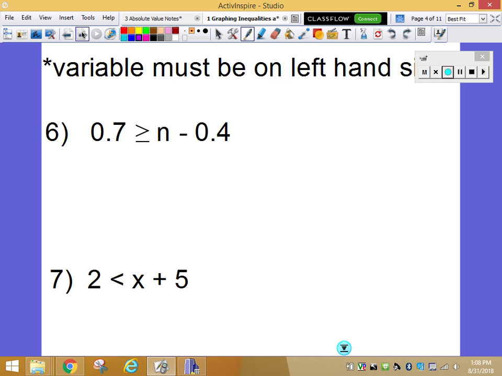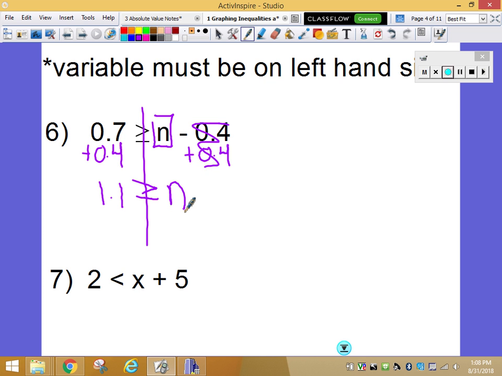All right, let's do another one. Write down example 6. I want to get n by itself, so I need to move 0.4. The opposite of subtracting is adding. So 0.7 plus 0.4 is 1.1. Bring down the inequality, not an equal sign, and an n. Now, what's wrong with this?